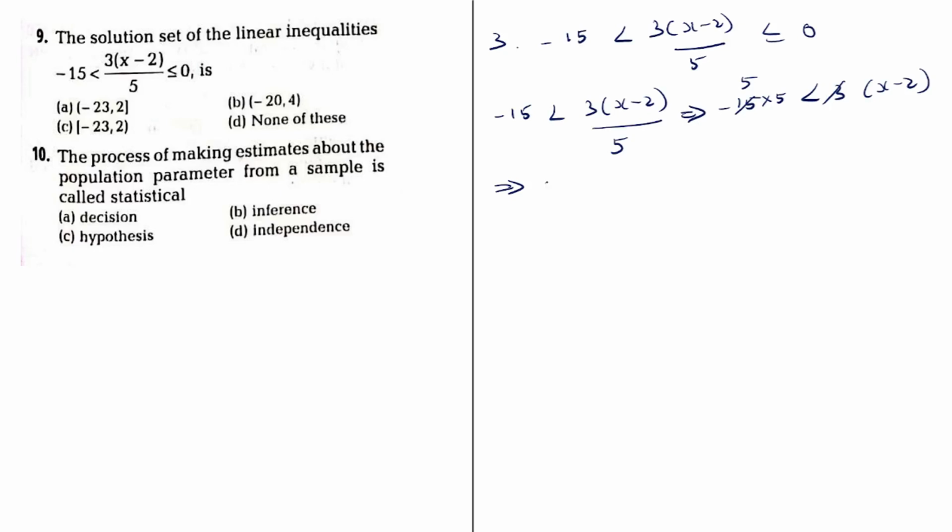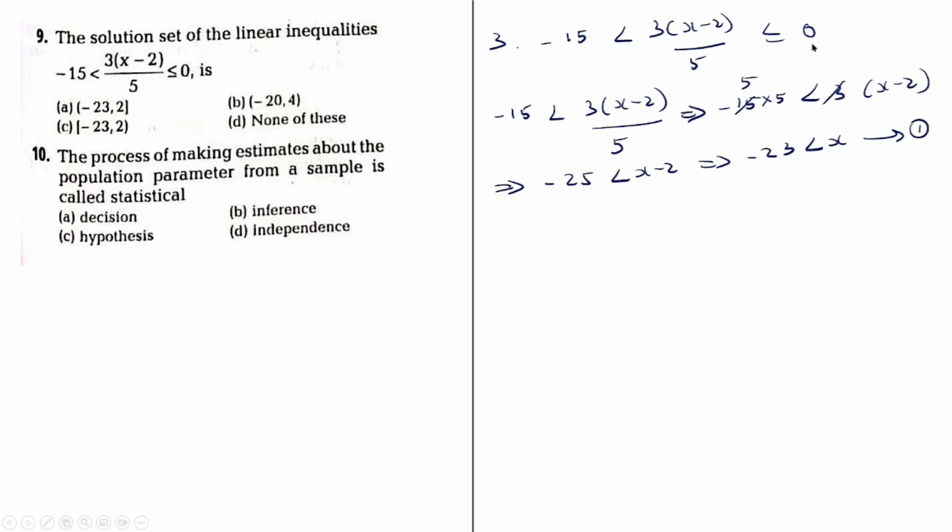So from here we get minus 25 less than x minus 2, or if we transpose this minus 2 to the other side, we get minus 25 plus 2, it is minus 23. So minus 23 less than x. Let us take this as 1.